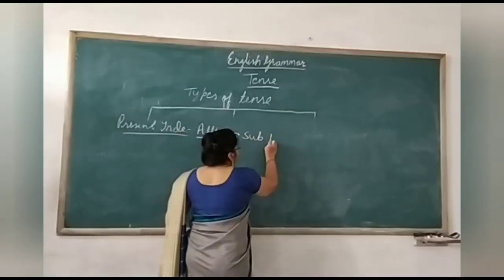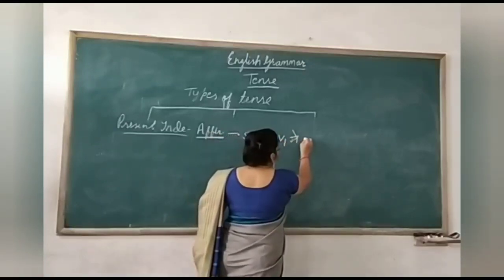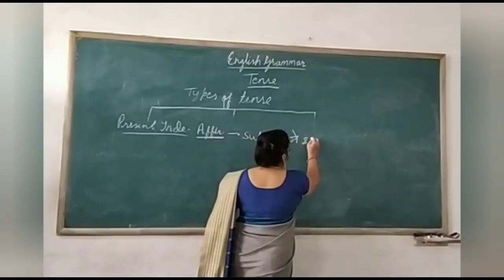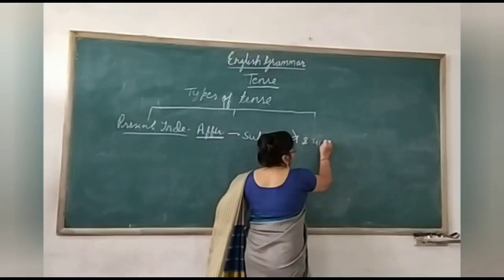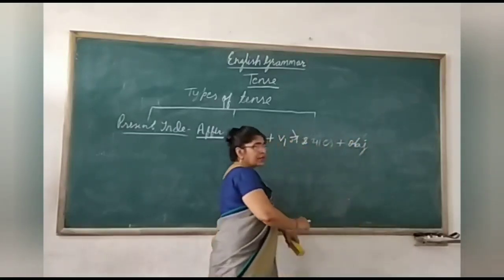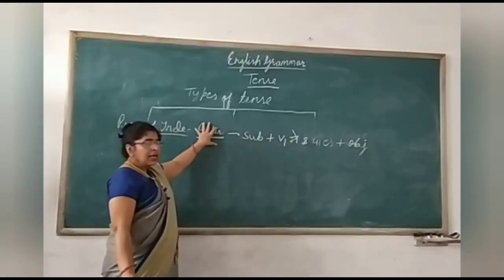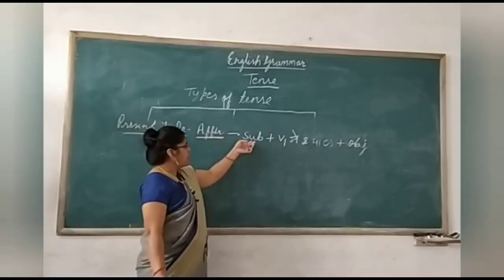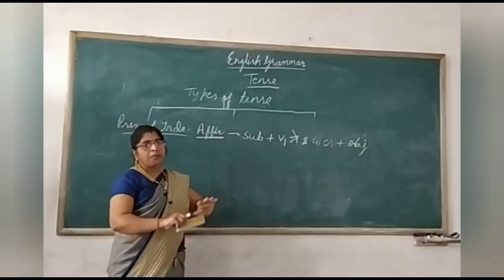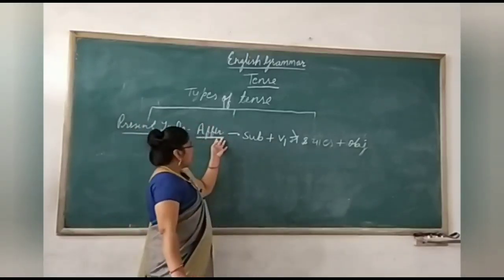Subject plus V1, will add S or ES to V1. Then what you will write? Object. This is the structure of present indefinite affirmative sentence. Clear? So the thing you have to remember is the structure. If you know the structure, you can construct a plenty of sentences. Many sentences you can construct. So this is the structure.